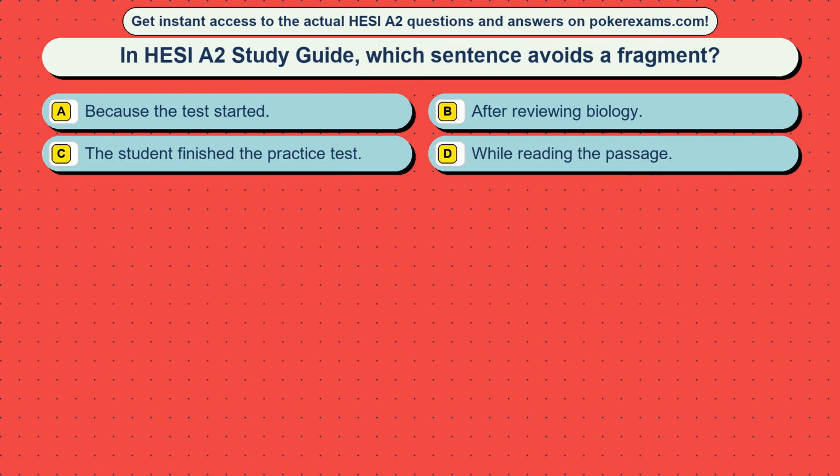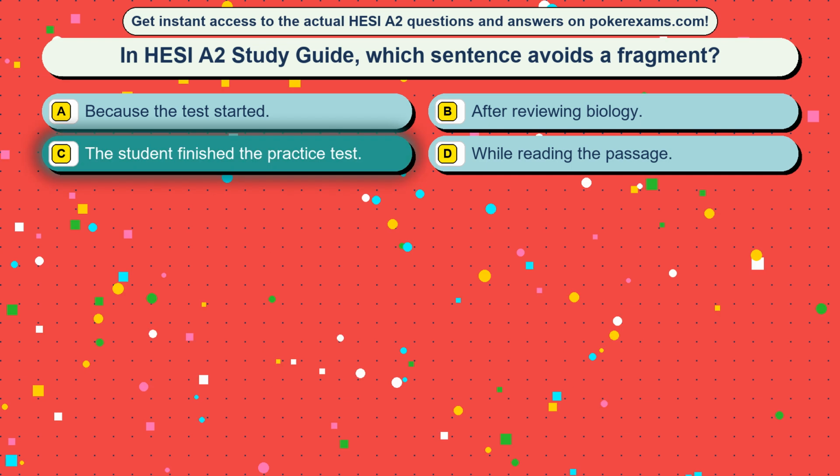Question 33. In HESI A2 Study Guide, which sentence avoids a fragment? Option A, because the test started. Option B, after reviewing biology. Option C, the student finished the practice test. Option D, while reading the passage.